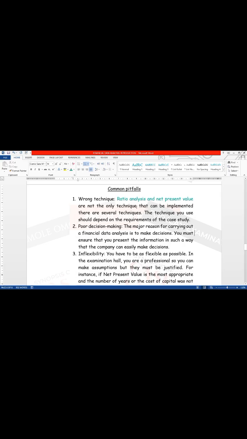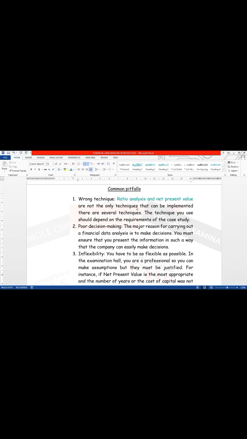Actually, there are several other techniques. Like I just explained earlier, we have cost volume profit analysis, we have valuation methods, we have payback, we have so many that can be implemented. And the technique you use should depend on the requirement of the case study. Don't say, oh, I know ratio analysis best, that's what I want to apply. Or I know net present value best, that's what I want to apply.